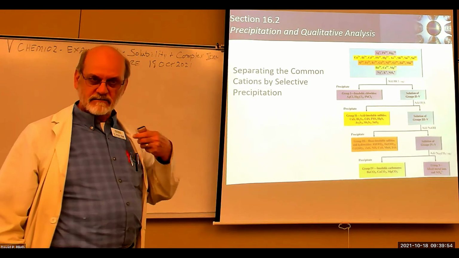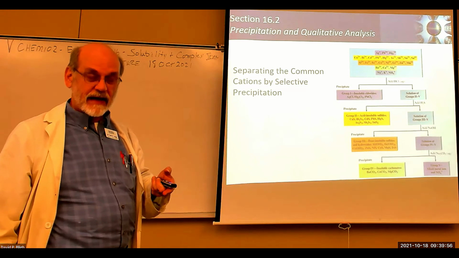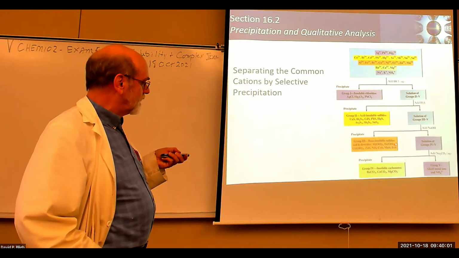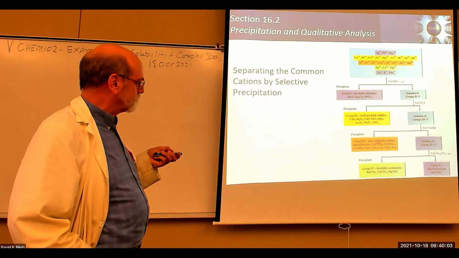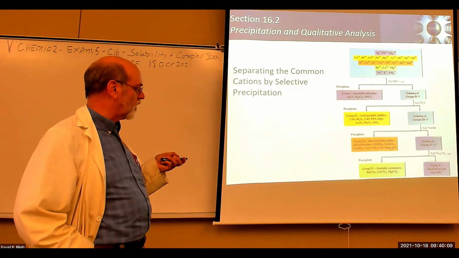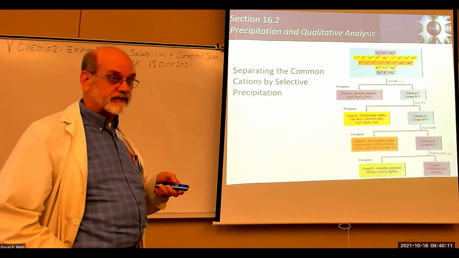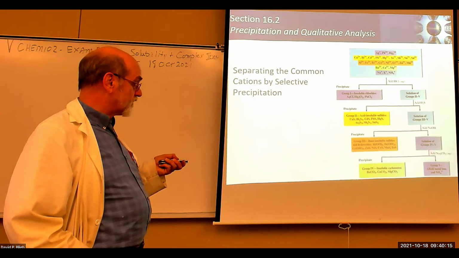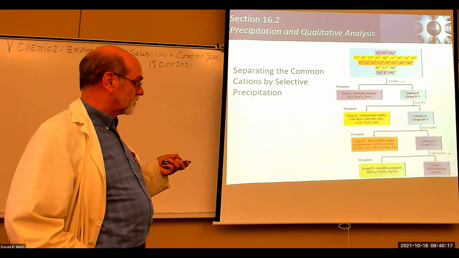Then we add hydroxyls. We change the pH to something near 8. Now this picks up the hydroxides of aluminum, iron, chromium, zinc, nickel, cobalt, manganese, and iron 2+. And then what's left over? Well, the rest you can get out with carbonate.